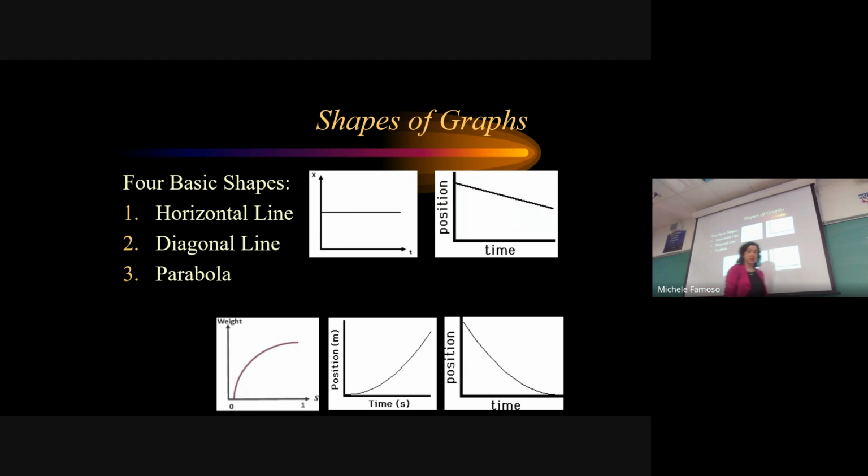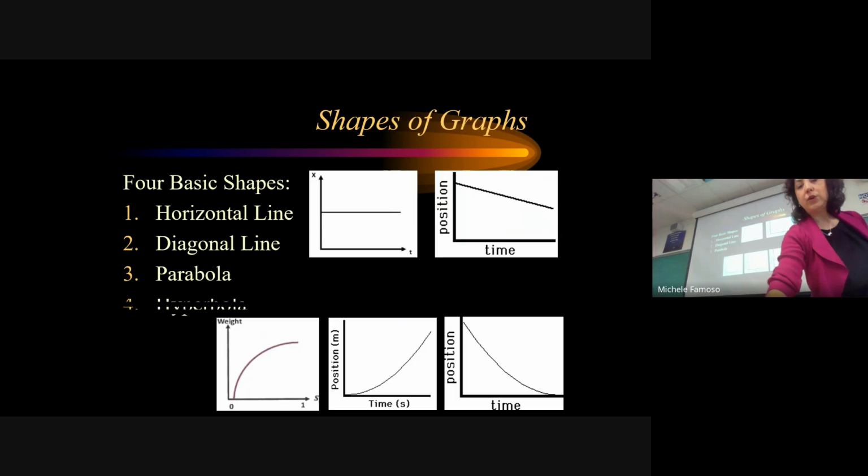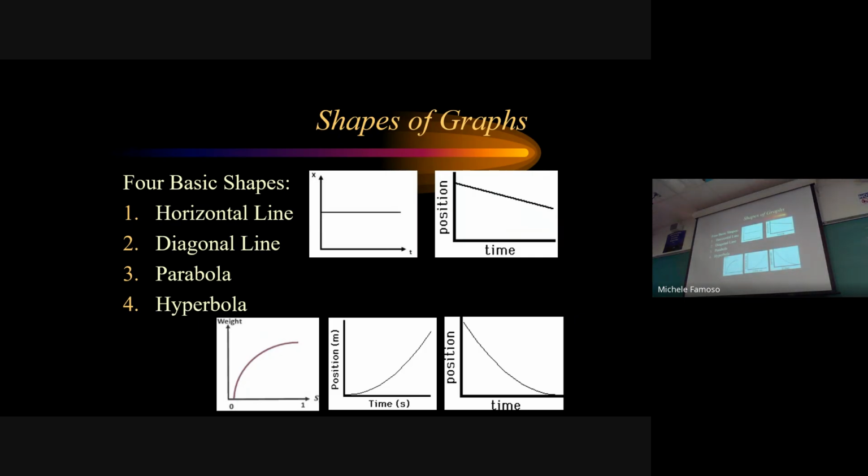The last shape, which is this graph here, is a hyperbola. Hyperbola. Now let me explain how you can determine whether it's a parabola or a hyperbola, because they're all curves. We don't say that the shape is a curve. You either have to tell me that it's a parabola or a hyperbola if it's curved. Which type of curve is it?